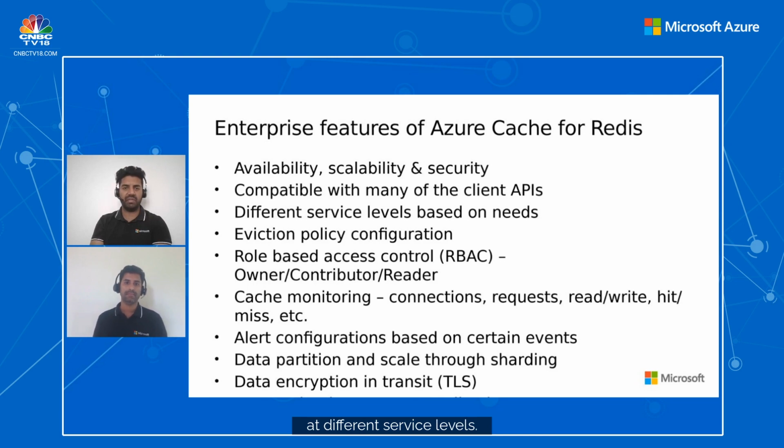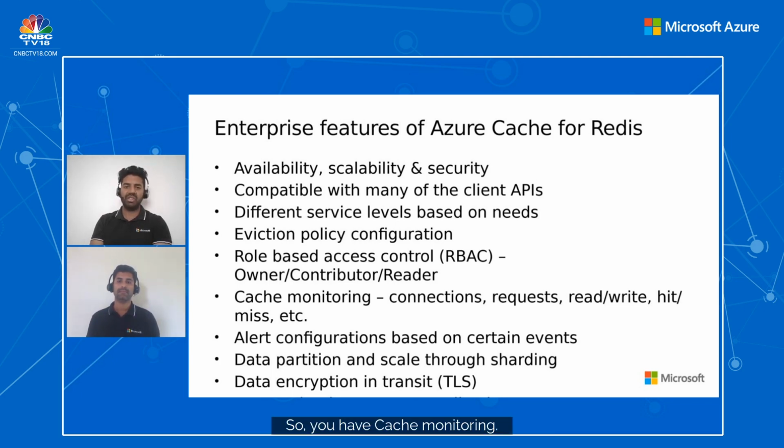With Azure Active Directory authentication and authorization built in, you can integrate Azure Cache for Redis with it, and you have different role-based access control based on owner, contributor, and reader, so that you can give appropriate privileges to your team members, and no one in your team has more privileges than required.